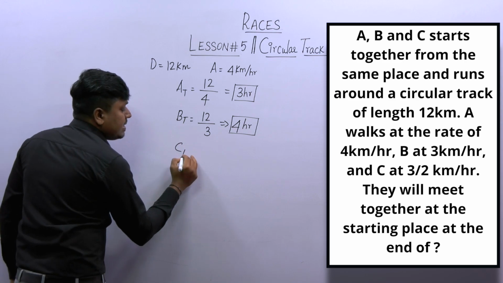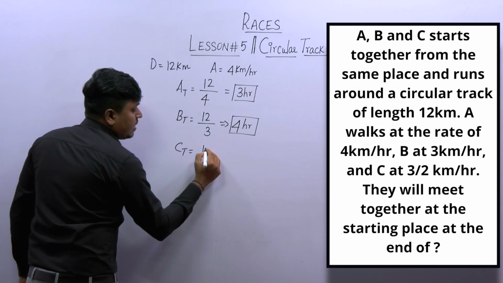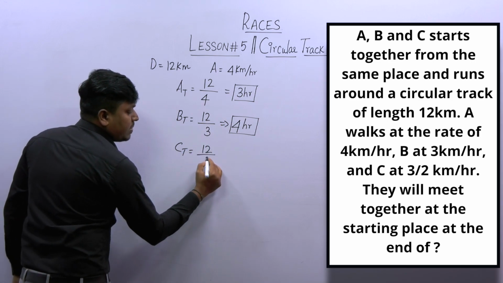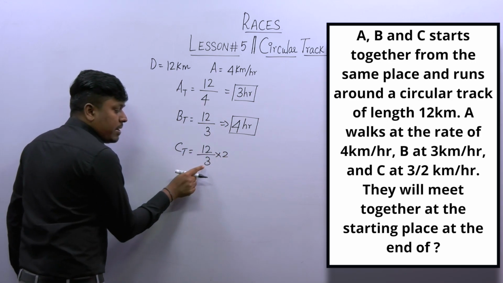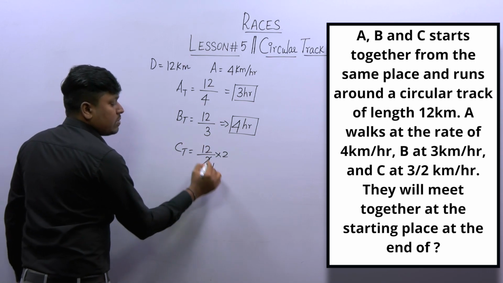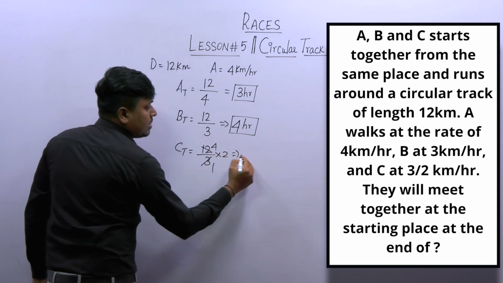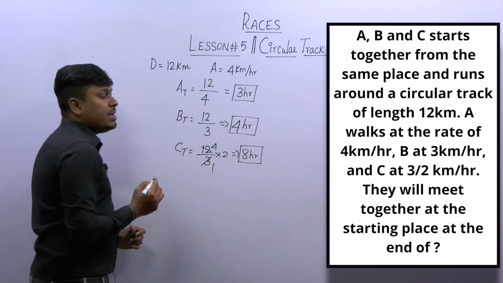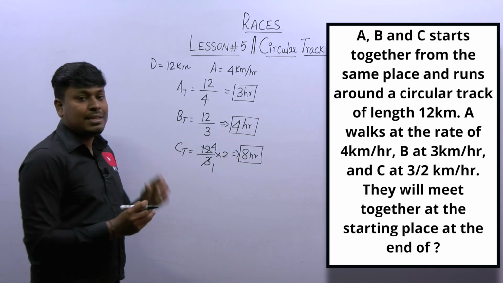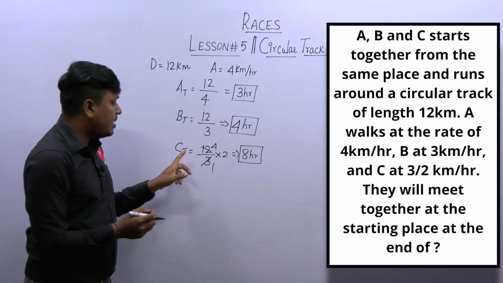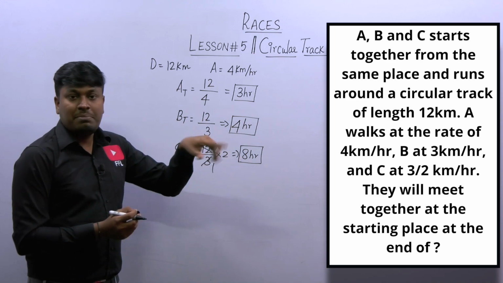So similarly C, time taken is distance by speed. So distance will be 12, speed will be 3 by 2. If you write 3 by 2, the 2 goes to the numerator, right? So 12 into 2 by 3. So 4 3s are 12, so this will be 8 hours. So finally we can say that A completes the circular track in 3 hours, B took 4 hours to complete the circular track, and similarly, C took 8 hours to complete the circular track.